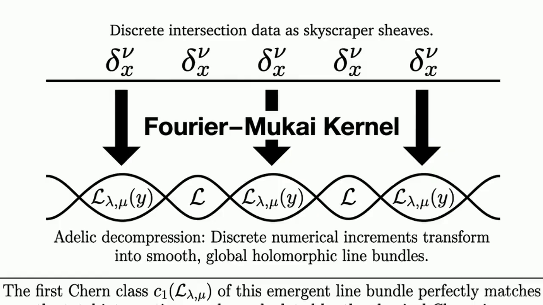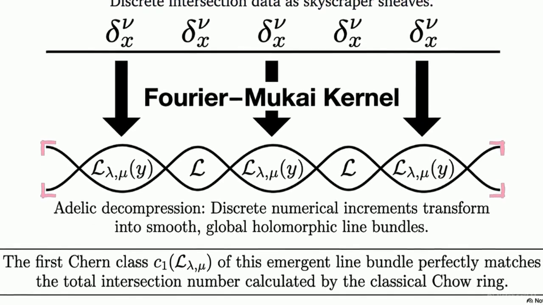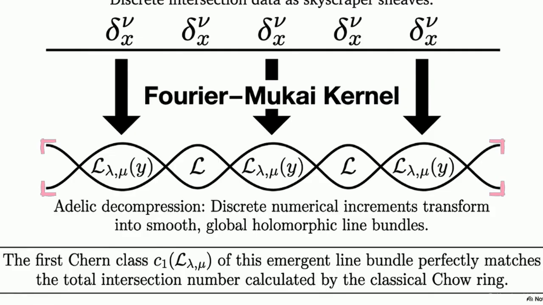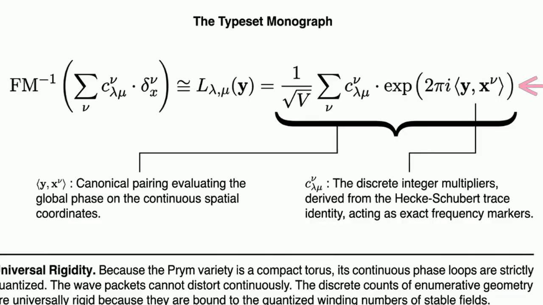Adelic decompression explains why these counts remain rigid. The Fourier-Mukai transform takes discrete intersection data, represented here as skyscraper sheaves, and distributes it as continuous wave bundles across a prime fiber. Because the prime fiber is a compact torus, the continuous phase loops are quantized. These quantized winding numbers prevent the intersection counts from distorting or dissipating.